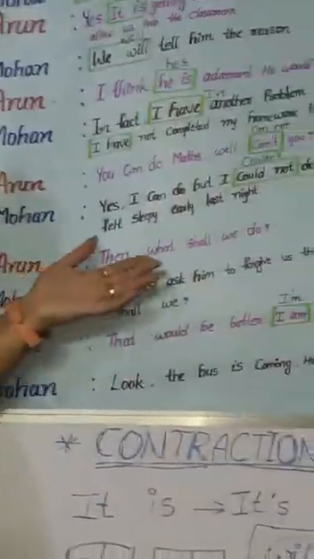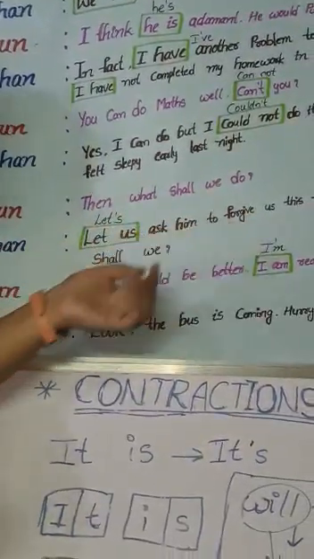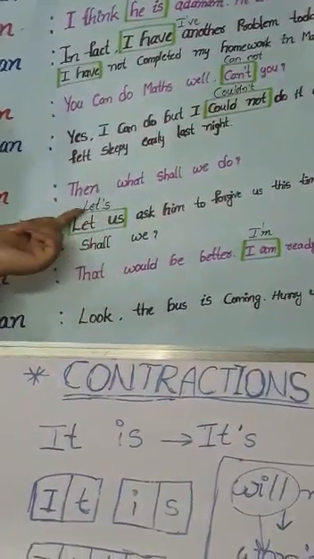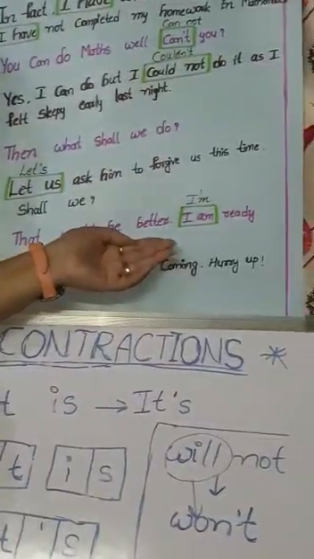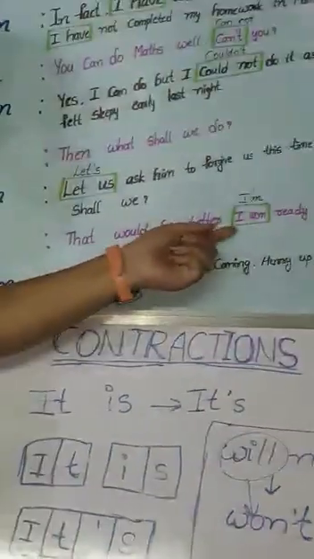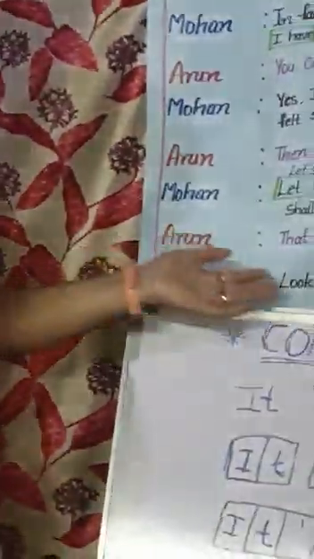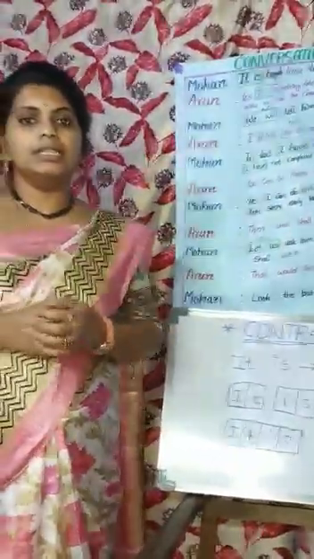Arun: Then what shall we do? Mohan: Let us ask him to forgive us this time, shall we? So in the place of let us, we can replace it with let's. Arun: That would be better. I am ready. In the place of I am, we can replace it with I'm ready. Mohan: Look, the bus is coming. Hurry up. So in this way, we can use contractions in our day-to-day conversations. Thank you very much.